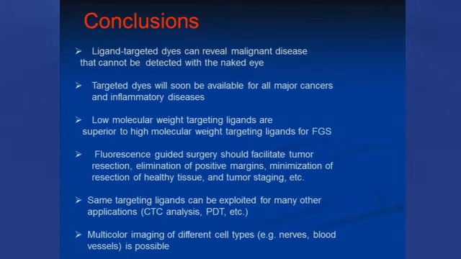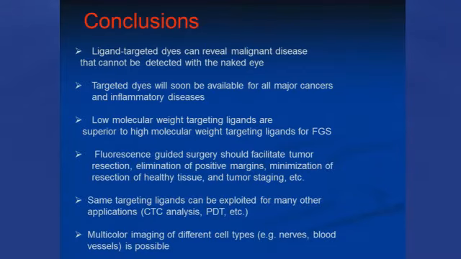These are my conclusions. Ligand-targeted dyes can reveal malignant disease that can't be detected by the naked eye. We've seen that already by Go Van Dam and Groningen. Targeted dyes will soon be available for all major cancers and inflammatory diseases. Marty Pomper's making some of these. We're making some. Others are making some. So I think it's going to happen. Low molecular weight targeting ligands are superior to high molecular weight targeting ligands for fluorescence-guided surgery. Just the timing and so forth make them better.